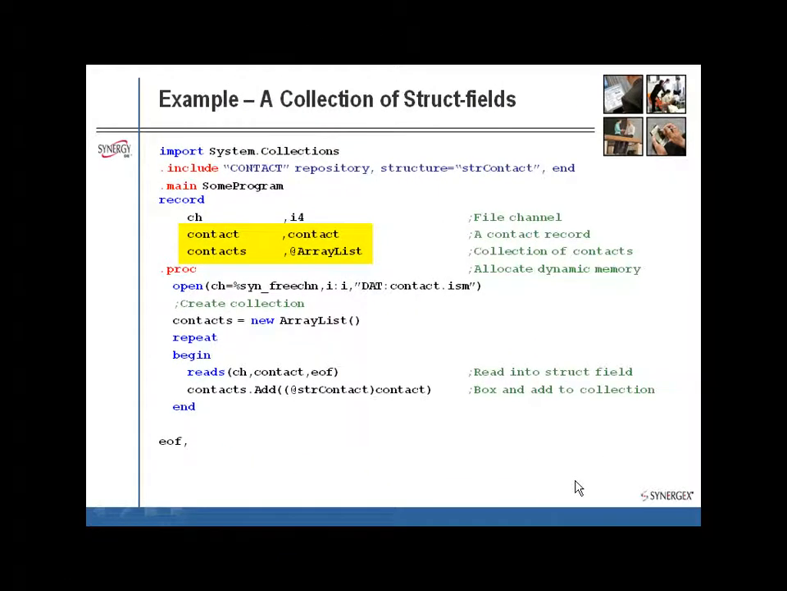Here is a very simple example of using an ArrayList class. First, you'll notice that we've declared two variables. Contact is a struct field, and contacts is an object. It's an object variable for an object of type ArrayList. It's going to refer to a collection of contact records. This code creates the new collection, or ArrayList.